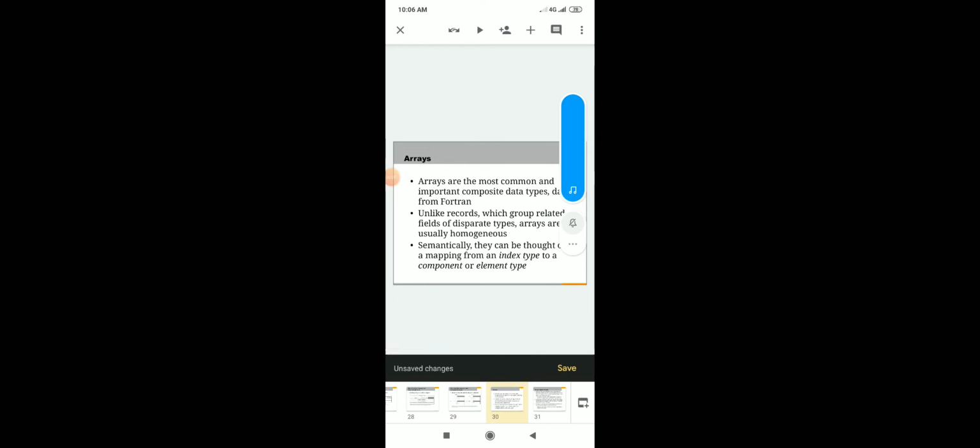Today our topic is about arrays. What do you mean by arrays? Arrays are the most common and important composite data types, dating from Fortran. Unlike records, which group related fields of disparate types, arrays are usually homogeneous. Semantically, they can be thought of as a mapping from an index type to a component or element type. So it is a mapping from index type to element type.